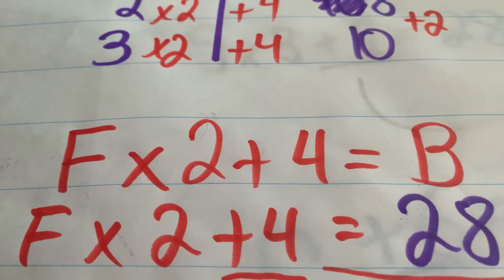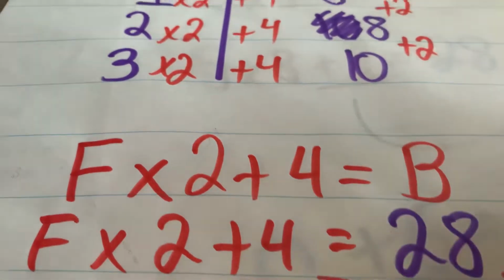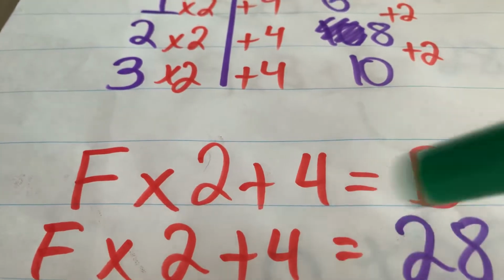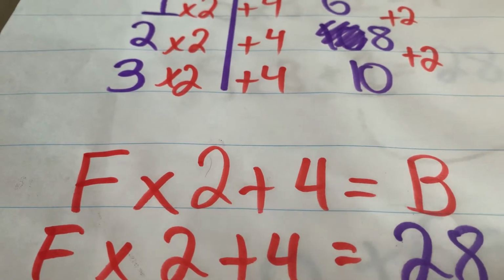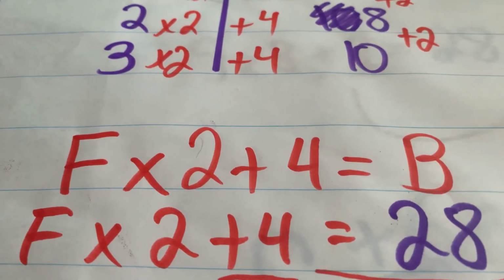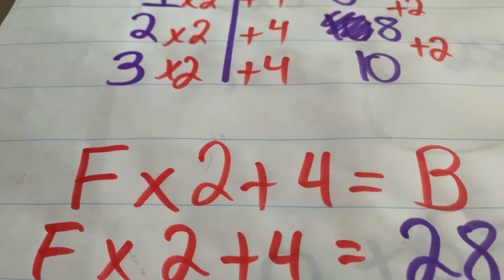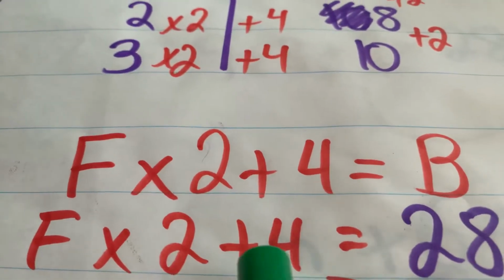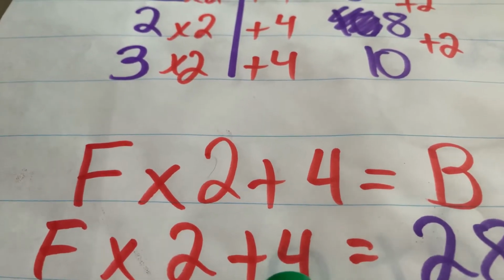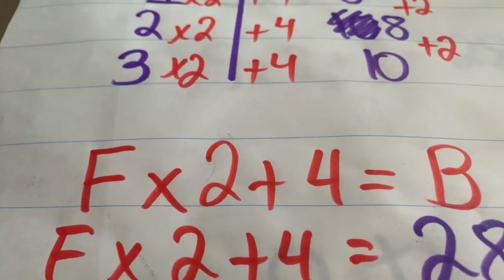Now I need to find out what F equals. So first thing I'm going to do is I'm going to move the 2 and I'm going to move the 4 over to the side. But I can't do them at the same time. Which one am I going to move first? The times 2 or the plus 4? I'm going to move the plus 4 because it's not beside the variable. The one that's right beside the variable, that one has to wait its turn.